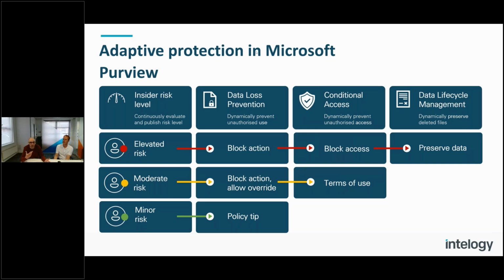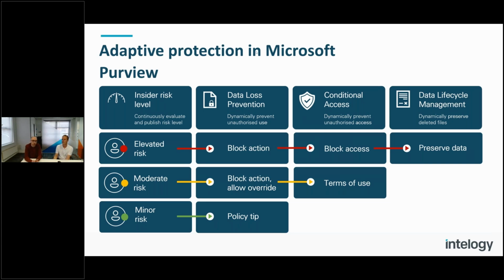This is a solution that will allow you to be adaptive when it comes to DLP, based on the insider risk level. This allows different protection levels based on different risk levels. For example, we might have a minor risk user that only gets a policy tip. A moderate risk user may get blocked, but has the option to override, whereas a high risk user will simply be outright blocked and stopped in their tracks.